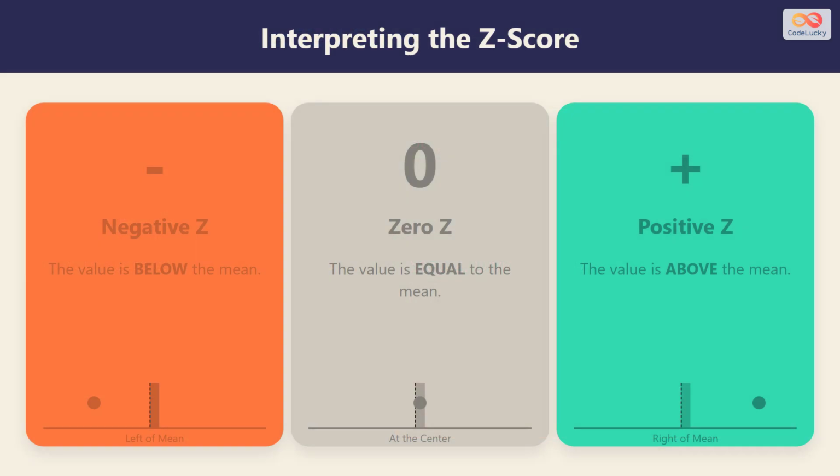What does that number mean? The sign is important. A negative z-score means the value is below the average. A score of 0 means it is exactly average. A positive z-score, like our previous example, means the value is above the average.